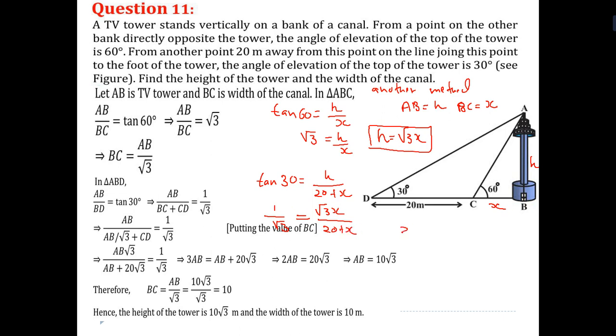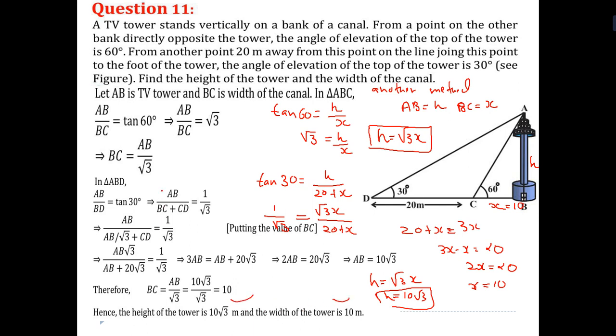Cross multiplication, then 20 plus x is equal to 3x. So 3x minus x is equal to 20. So 2x is equal to 20. So x is equal to 10. So your answer is 10. Now height h is equal to root 3x. So 10 root 3. So here we have got the same answer, but here they put the value instead of it. You can do it by this method also. So mostly exam based sums I have completed. It is sufficient now. So that is the end of chapter.